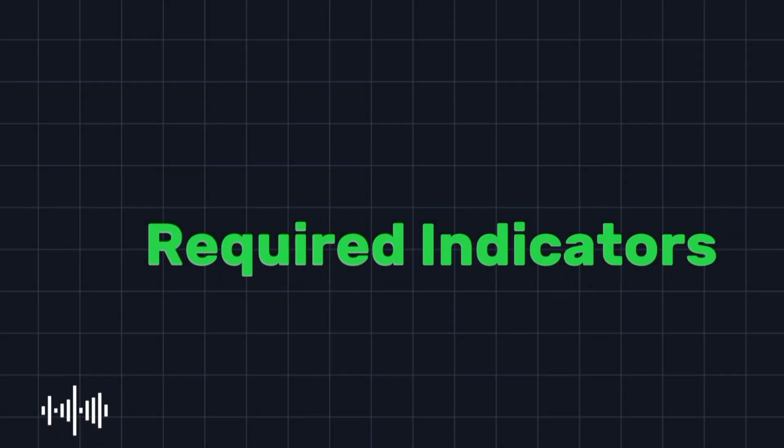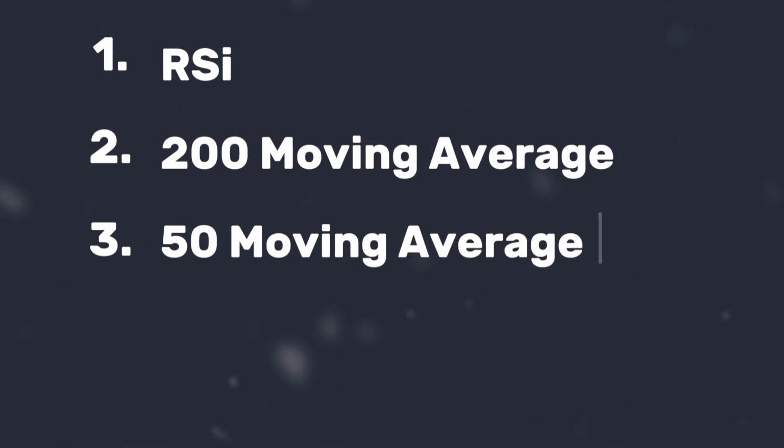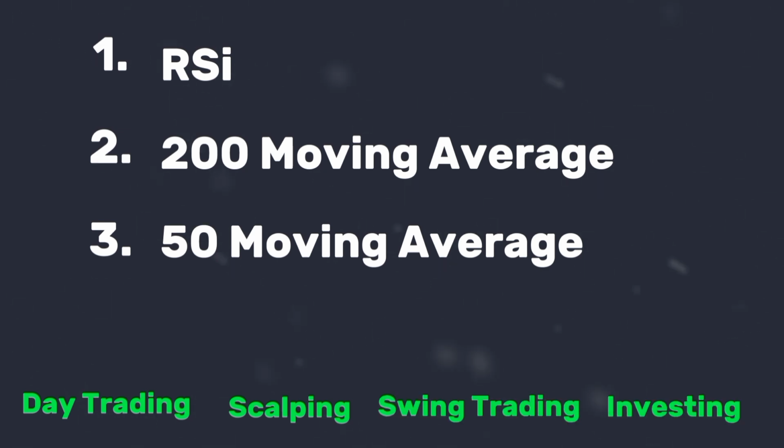Required indicators. For this strategy, we need 3 indicators: RSI, a 200-period moving average, and a 50-period moving average. The period settings for the moving averages will vary depending on the type of trading, such as day trading, scalping, swing trading, or long-term investing. At the end of the video, we will explain the appropriate period settings for each of these trading styles.